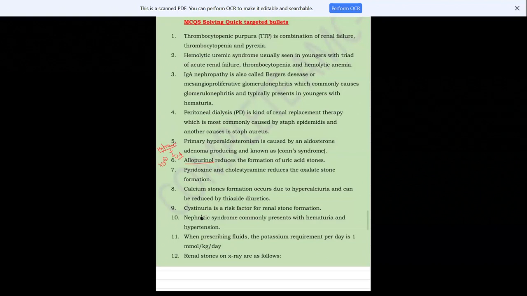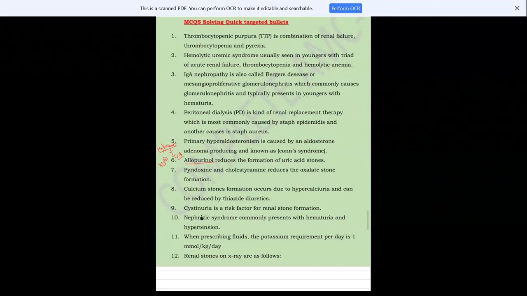Stay with me. So, as I told you, TTP is a combination of renal failure, thrombocytopenia, pyrexia, and there is a pentad. Here we have written only three, but there is a pentad. I just told you, so put it in your notes, save it somewhere. Pentad in TTP, say pentad. Okay, and HUS is usually seen in the younger with acute renal failure, thrombocytopenia, hemolytic anemia, just discussed.